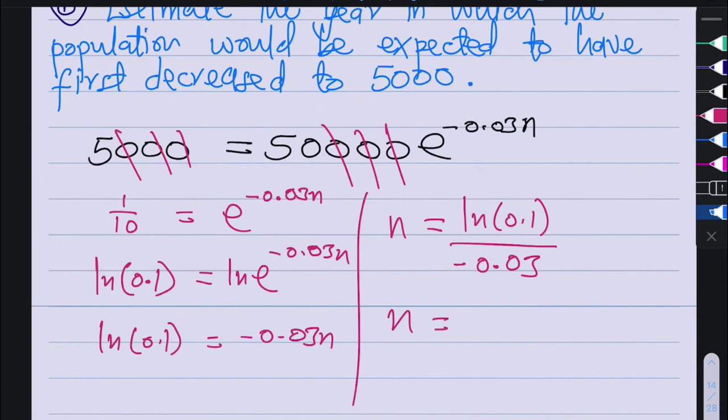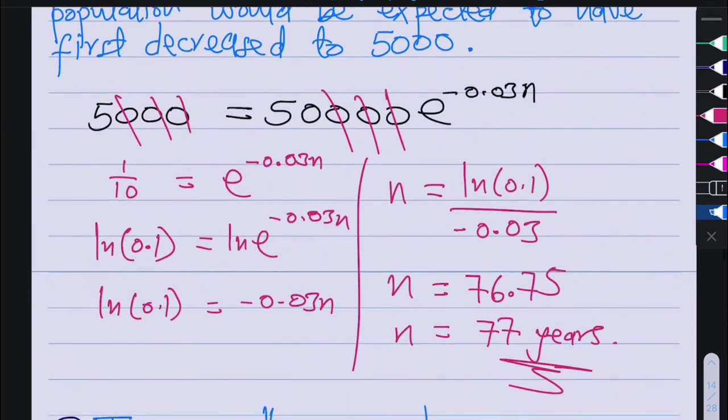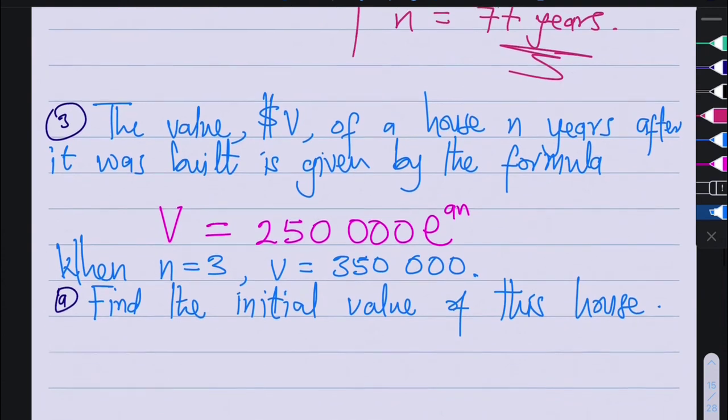Let's put it on the calculator. Ln 0.1 divided by negative 0.03. Calculator says you have 76.75. So 3SF will give us 77 years. Okay, that is correct to 3SF.